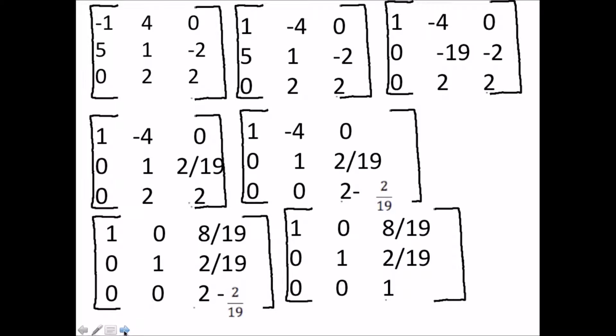From there, our goal is to get a 1 in the bottom right-hand column. We can do that by dividing by 2 minus 2/19. The rest is simple. We can multiply the bottom right number 1 times -2/19 and add it to the second row, and -8/19 and add it to the first row to knock out those zeros above that. We are then left with the identity matrix.